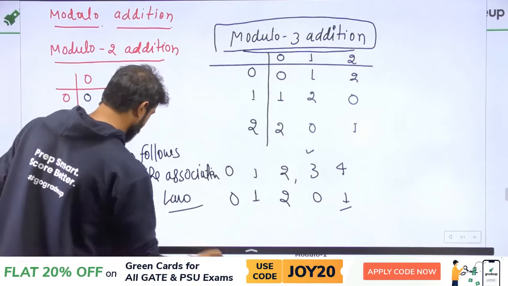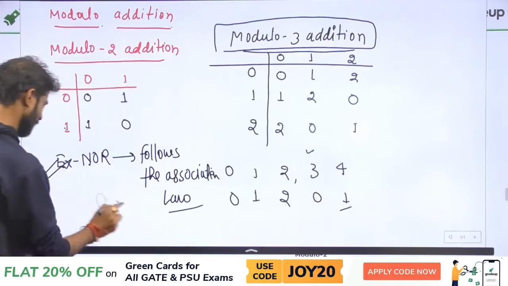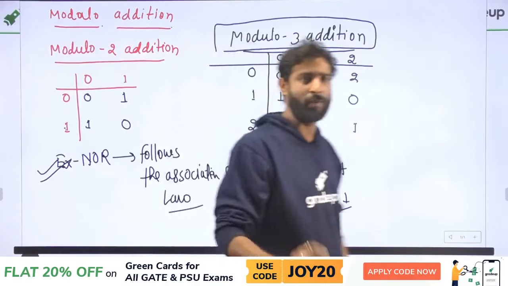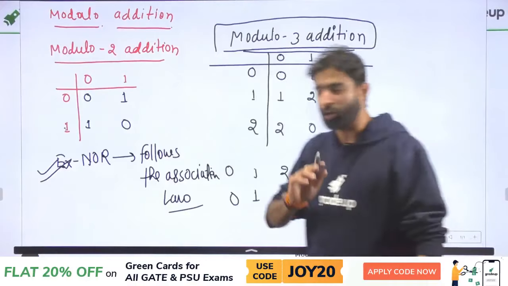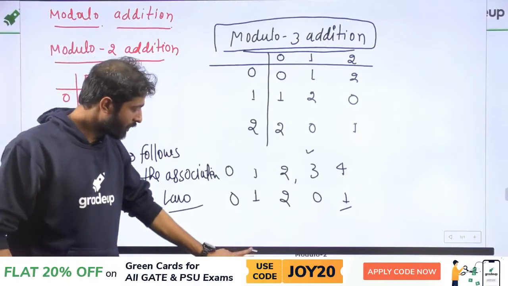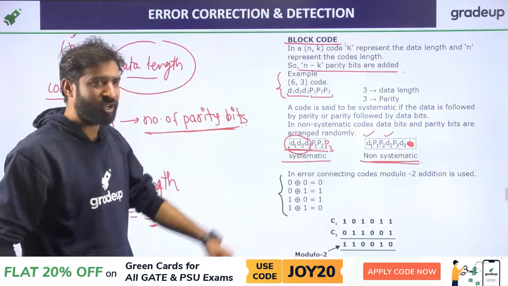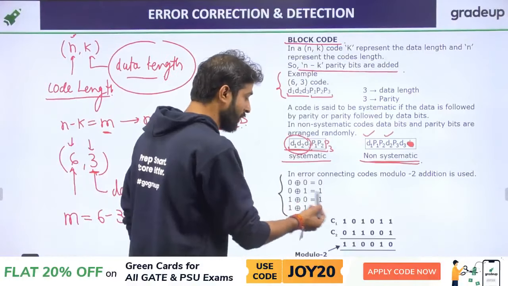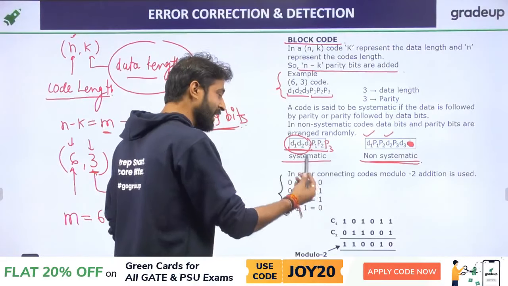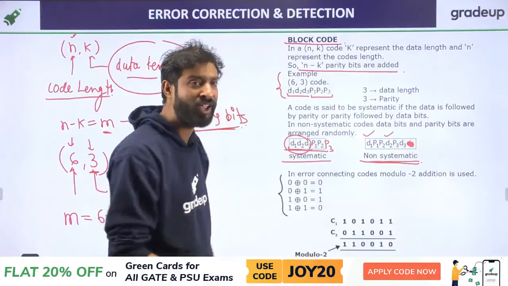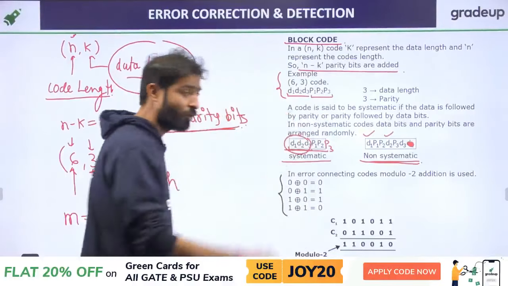For the even and odd, we are splitting, so I am not explaining it. You all are aware about that, right? So just remember, XNOR follows the associative law. Right now, for this, that is the error correction and error detection code. Now just remember, 0 XOR 0, 0 XOR 1. If they are different, then the answer will be 1. If it is the same bit, then the answer will be 0. So that's why I'm writing 0.